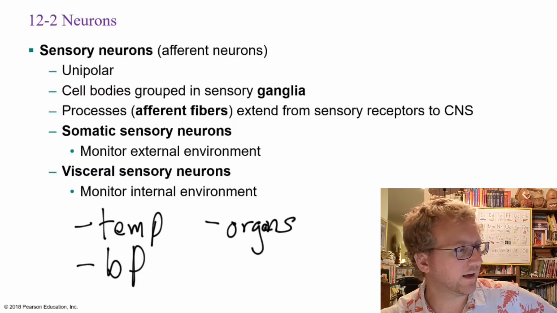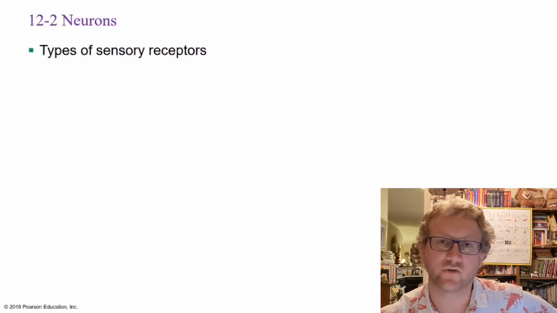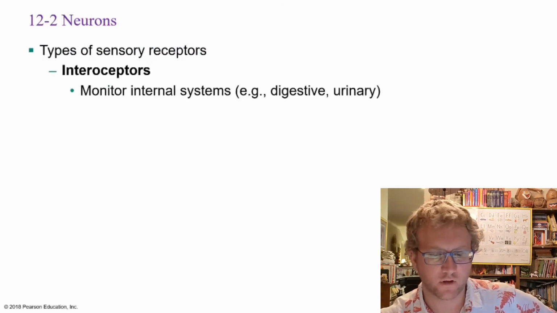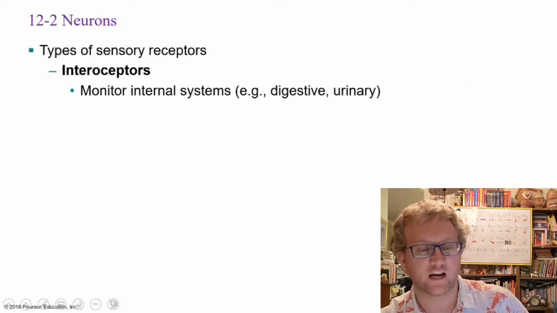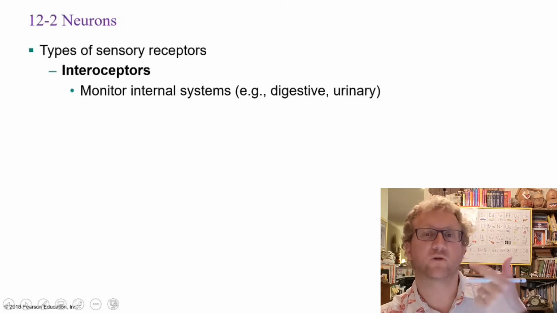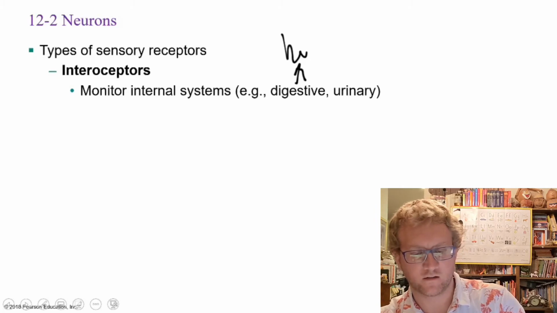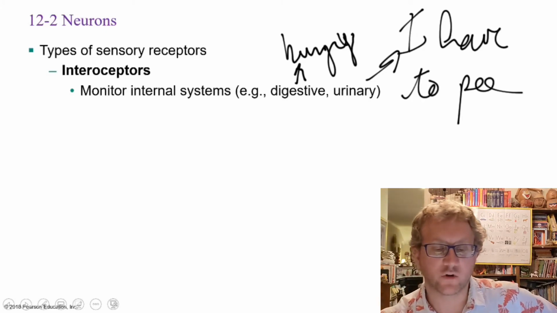All right, types of sensory receptors. So these are the actual sensors that are detecting things. We have interoceptors, which are monitoring internal systems like digestive or urinary. So if you're sitting there and all of a sudden you feel like you have to go to the bathroom, or you're slowly feeling like you have to go to the bathroom, or you're thirsty, or you're hungry, or something like that, that is interoceptors.